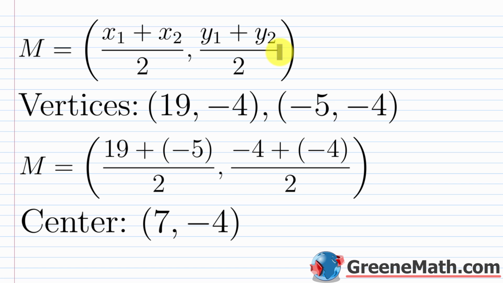So just plugging in, you're going to have 19 plus -5. That's going to be 14. 14 over 2 is 7. And then for this one, you have the same y coordinate in each case, so it's just going to be that guy. So it's just -4, right? So -4 plus -4 is -8. Divide by 2, you get -4. Now, because the x coordinates are different here, you know that the transverse axis is horizontal, because if you're traveling from one vertex to the other, you're moving horizontally.